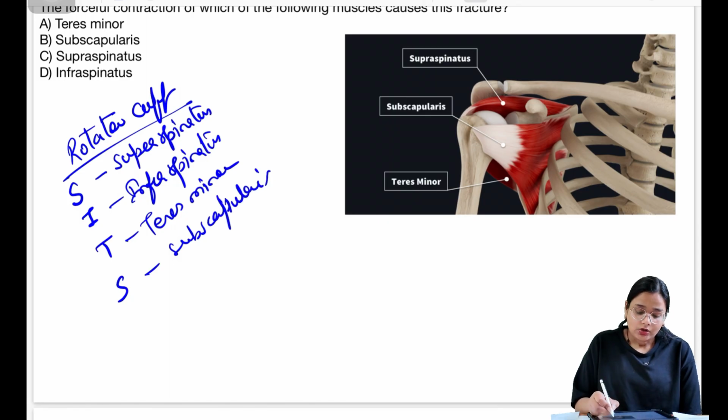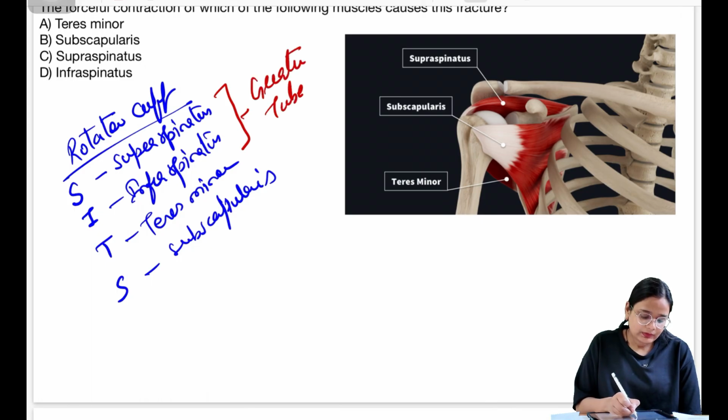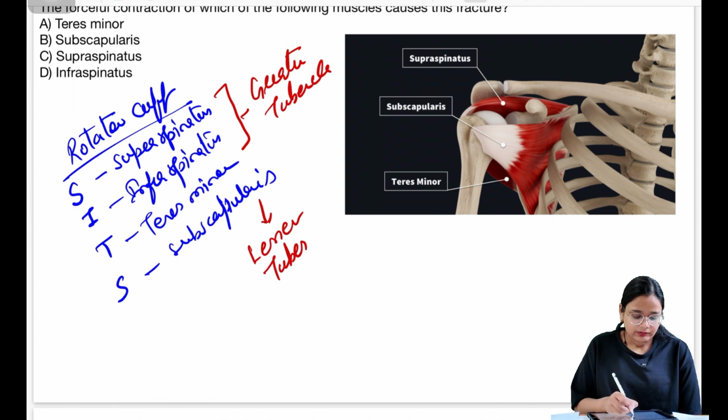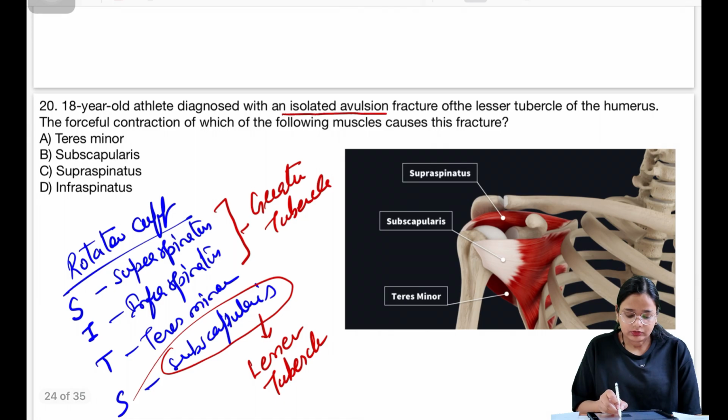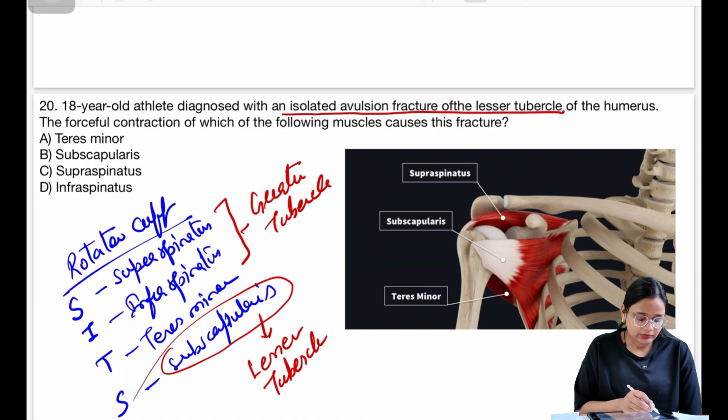subscapularis. Okay. The above 3 muscles are all inserted on the greater tubercle. Only the subscapularis is inserted on the lesser tubercle. So if there is any forceful contraction of the subscapularis, then there will be an isolated fracture of the lesser tubercle. So the correct answer will be subscapularis.